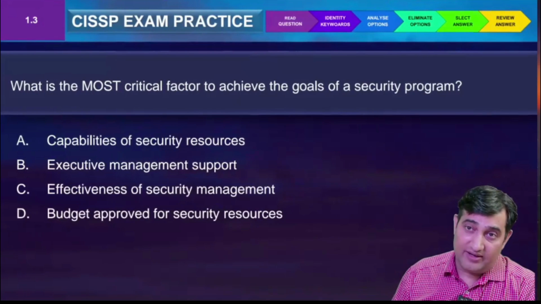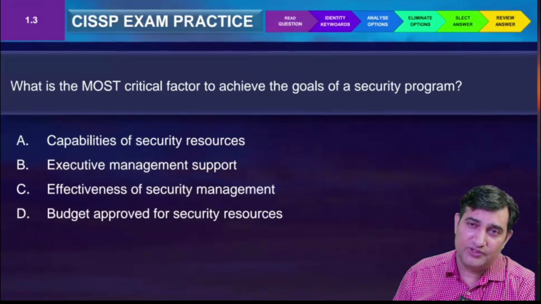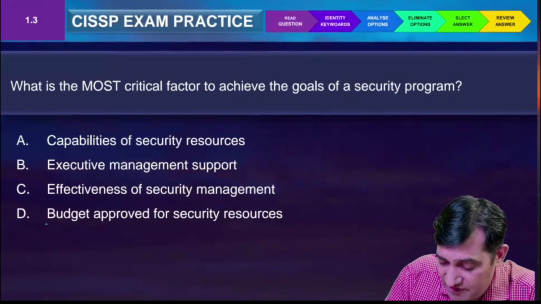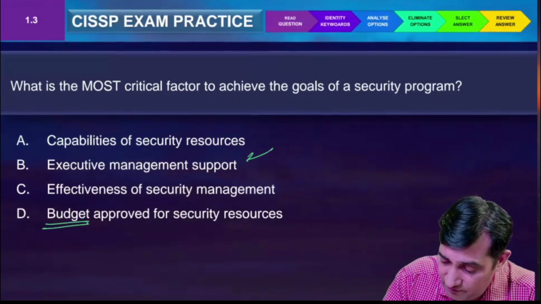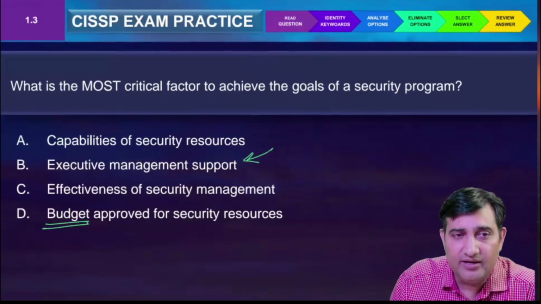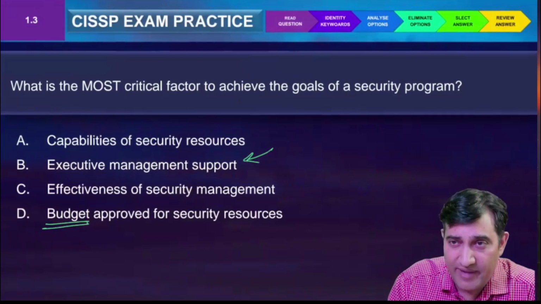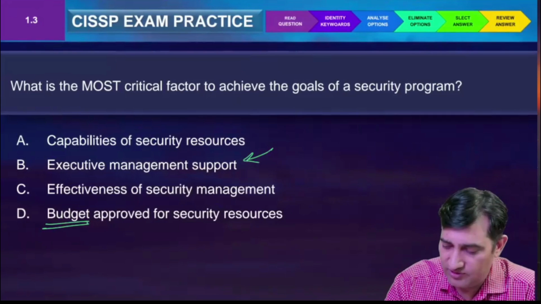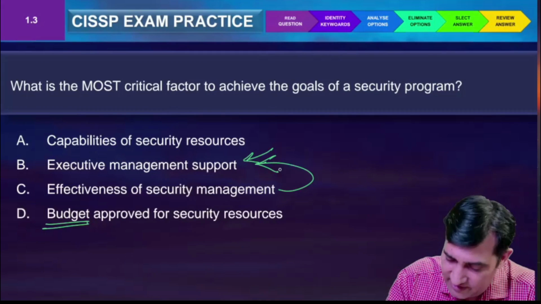What is the most critical factor to achieve the goal of security program? Fantastic question. A option says capability of security resources, then executive management support, effectiveness of security management, budget approval for security resources. So if you see in this particular question, budget will be part of support, right? Effectiveness of security management will only come when the top management will be having an oversight on security. So again, this is part of this.